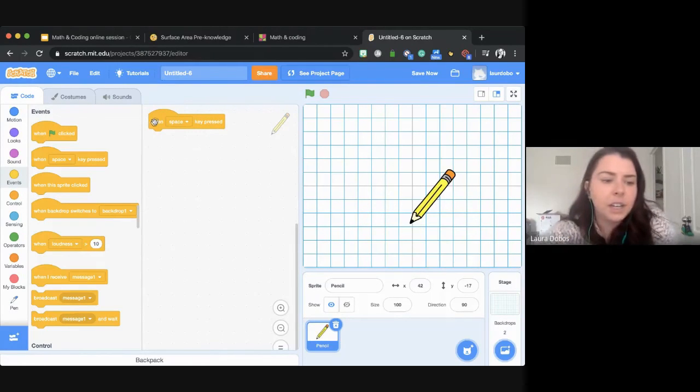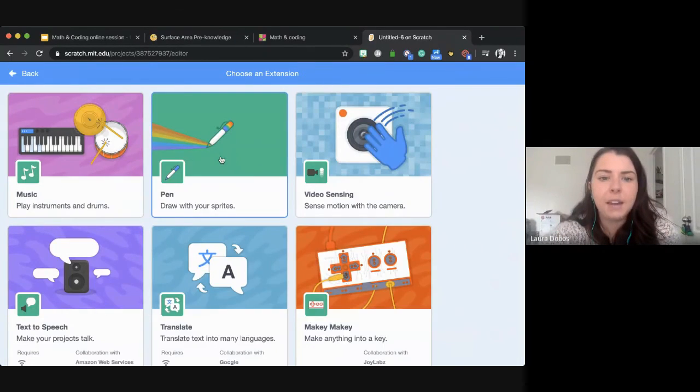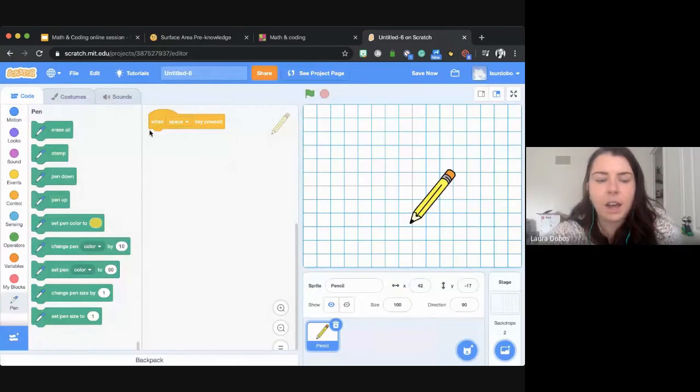Oh, sorry, Jacqueline. If you go down here to this plus, it's adding extensions. I was saying they've changed the layout of Scratch a bit. So pen used to be in the normal controls, but they've changed it. So if you go to add extension and click pen, it'll then add your extensions for your pen.